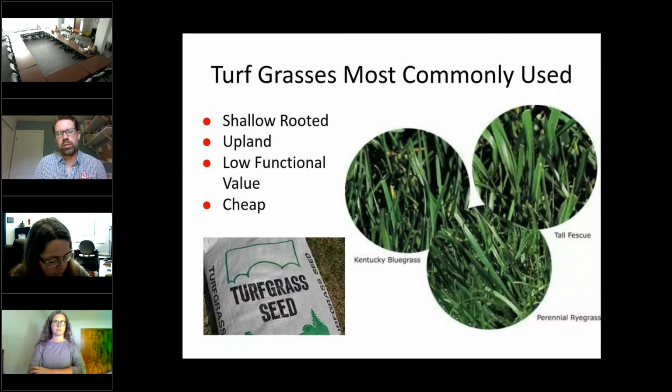But some negatives with turf grasses are that they have shallow roots. They're generally upland, which means they like to grow in drier conditions. So if you're trying to do stabilization close to a stream in a wetter area, they aren't going to be happy there. And if you have a slope or a riparian area with just turf grass, it generally has low functional value for habitat, water filtration, and water quality.